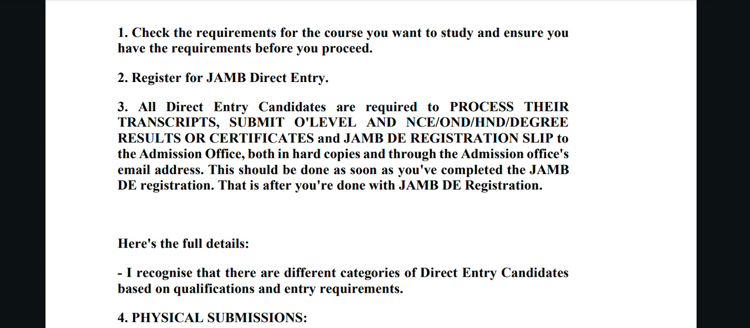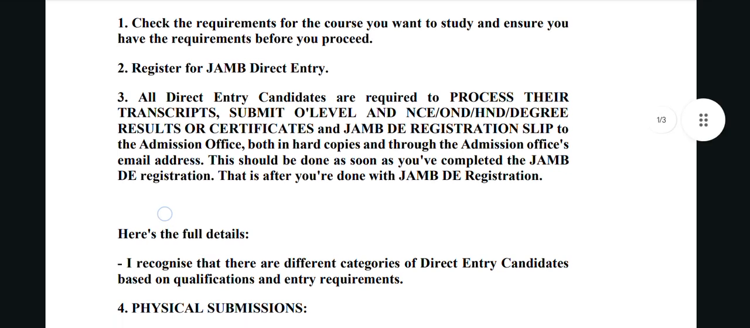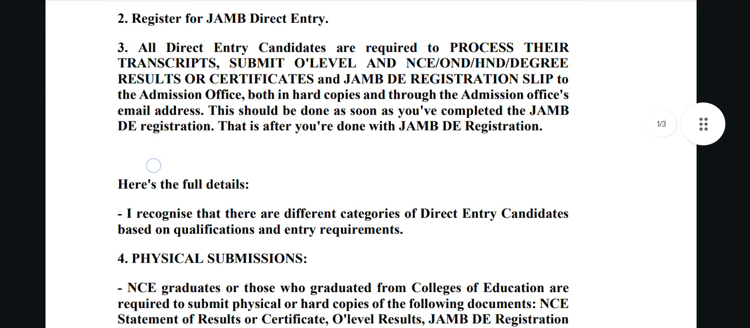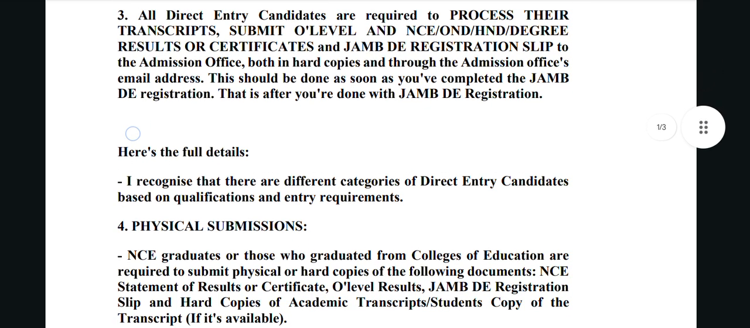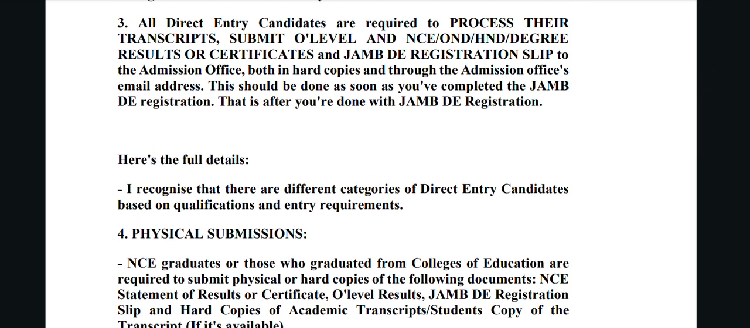So the second thing that is most important when you're applying for admission through direct entry into University of Ibadan is to register for admission through JAMB Direct Entry. There is no admission that will be done without JAMB Direct Entry. So I think that should have been done already. The next thing we are facing now is what you have to do next after you have completed your JAMB Direct Entry registration.